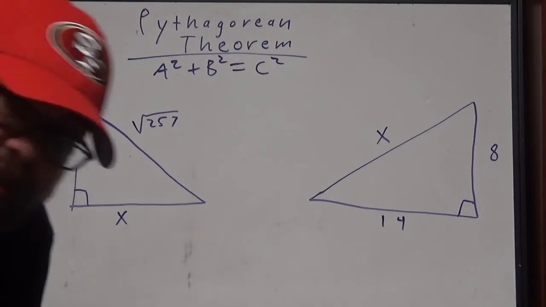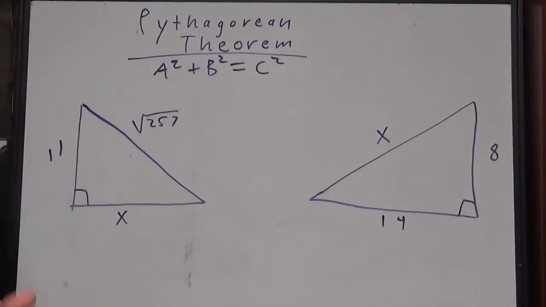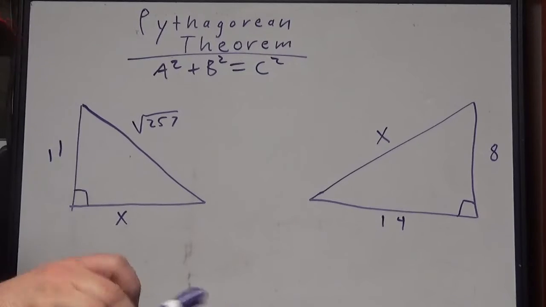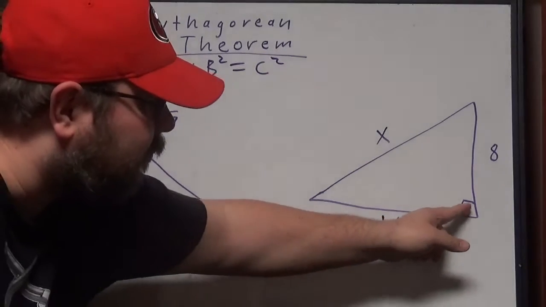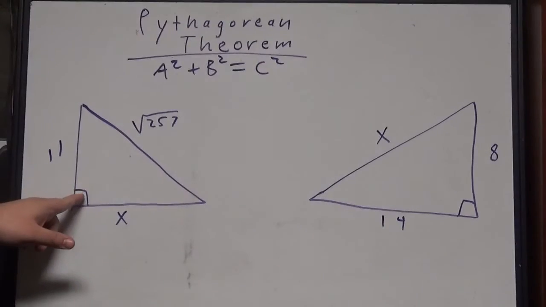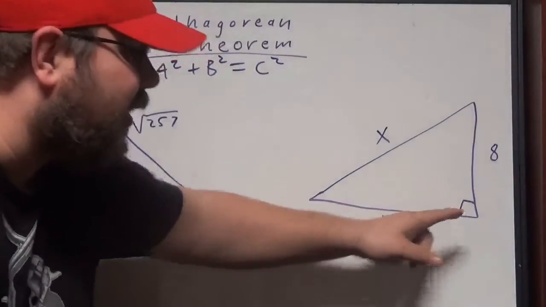The Pythagorean Theorem is something that you'll definitely be using in geometry, and you've probably seen it in the past, like 8th grade or something. This is the Pythagorean Theorem. It has to do with right triangles, and that means a triangle that has a 90-degree angle in it. These marks represent a 90-degree angle.